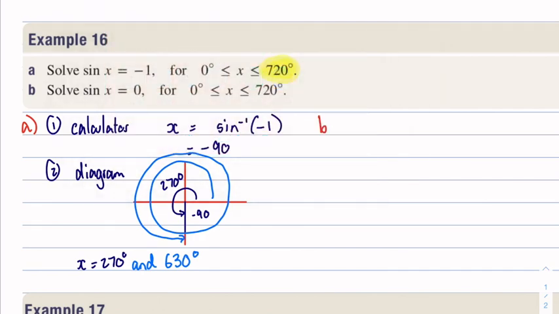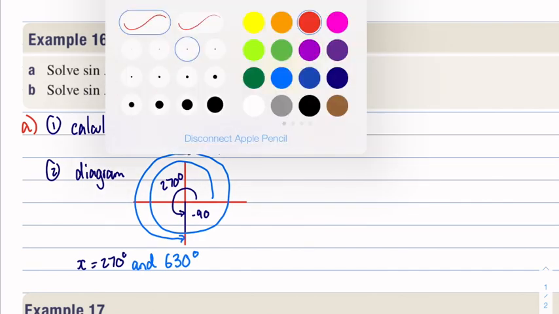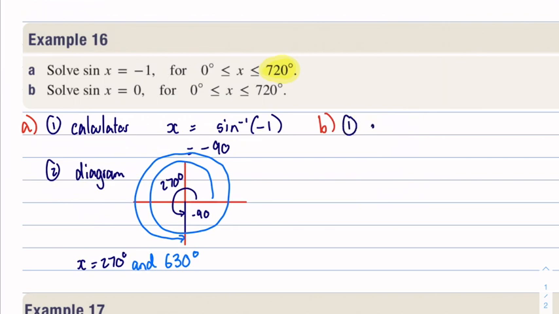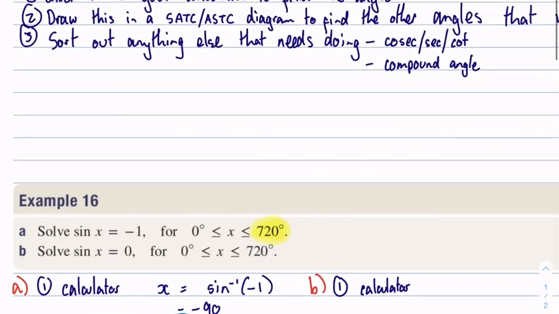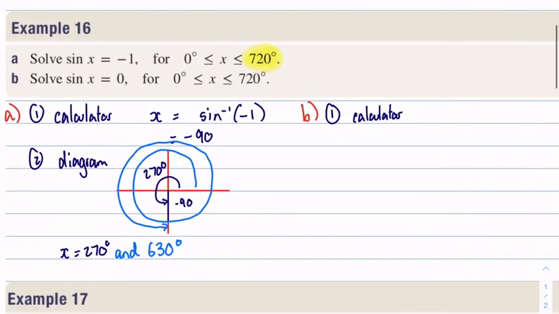Question B. So 1, calculator. Oh, and for number 3, there wasn't anything else that needs doing. There was nothing extra special. X equals sine to the minus 1 of 0. Do that in your calculator, and you get x equals 0.